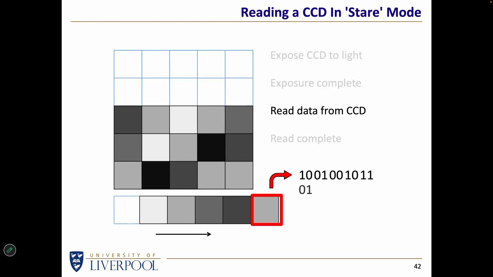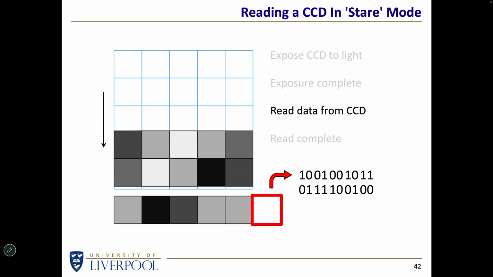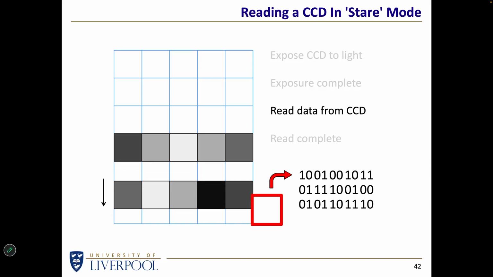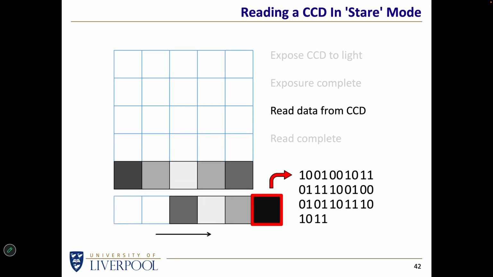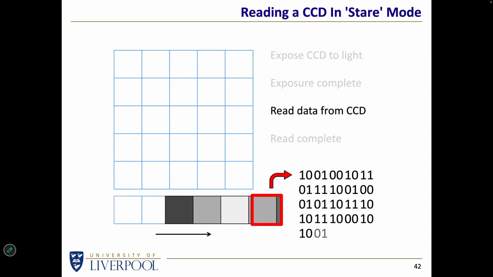Then the next row of pixels is shuffled down, and then the pixels in the register move through and are read out. It takes about a millisecond to shuffle all of the data down. It takes about a microsecond to move each pixel along and read it to see what the light level was. And so it can take seconds to read millions of pixels. It'll depend on exactly how the system is configured.